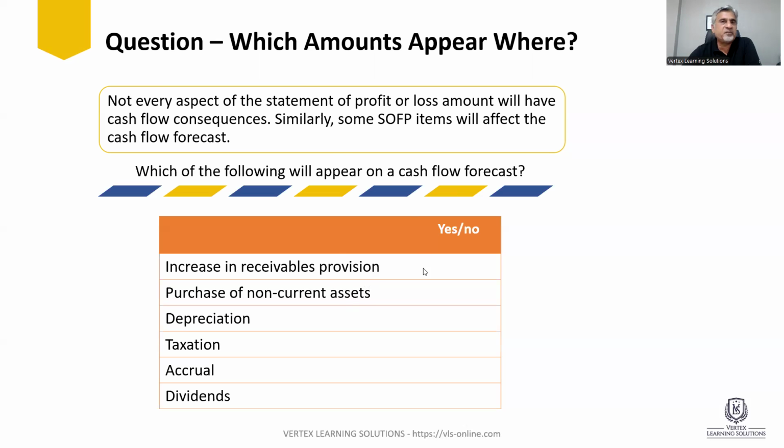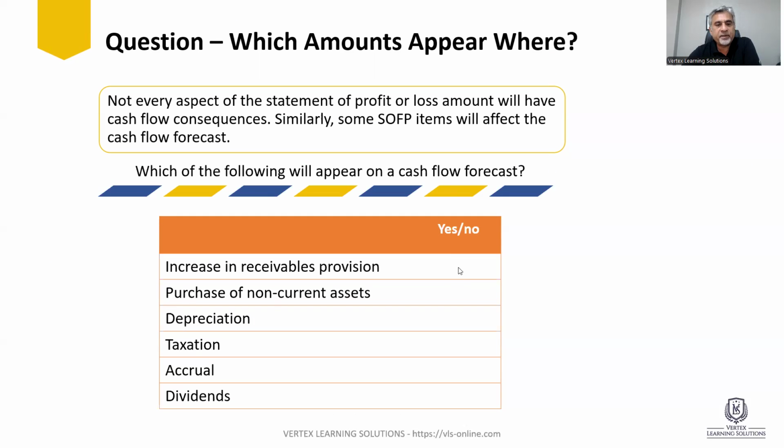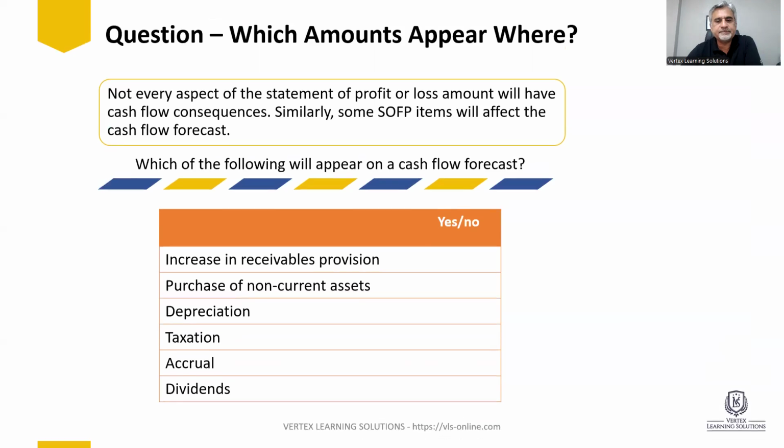Which of the following will appear on a cash flow statement? Increase in receivable provision. It is not a cash flow item. No cash flow impact. Purchase of non-current assets. Yes, it will because you are giving cash. Depreciation, not cash flow. Taxation, if you are giving tax in cash, of course, yes. Accruals, no. Because with accruals, we are not receiving or paying cash. We are just booking an asset or liability.